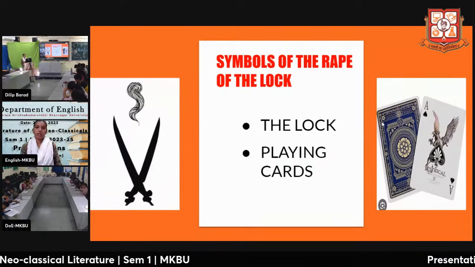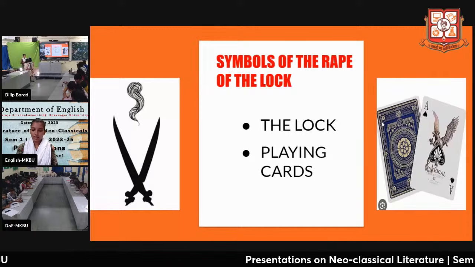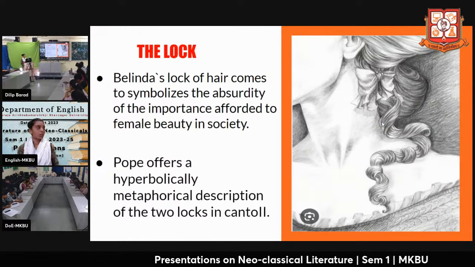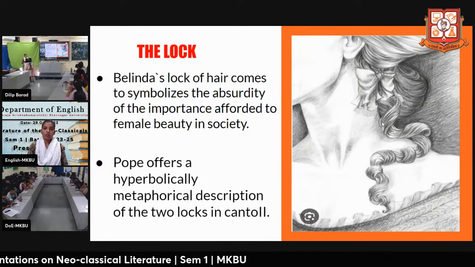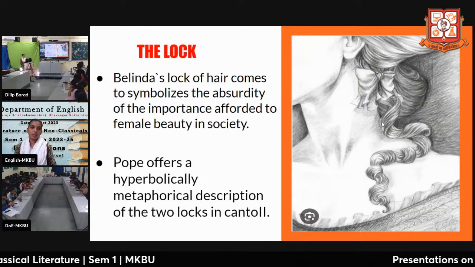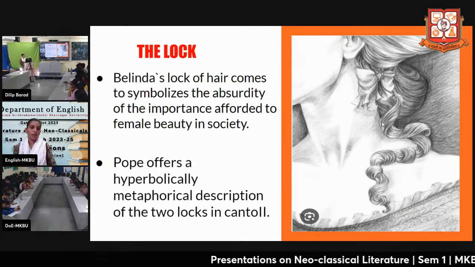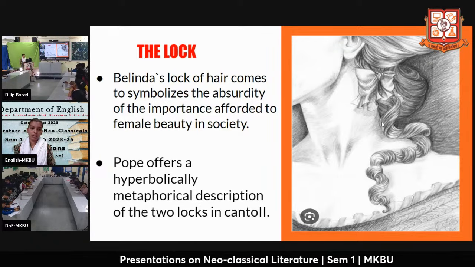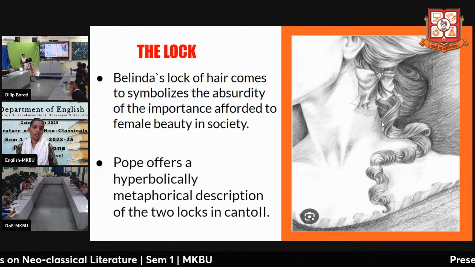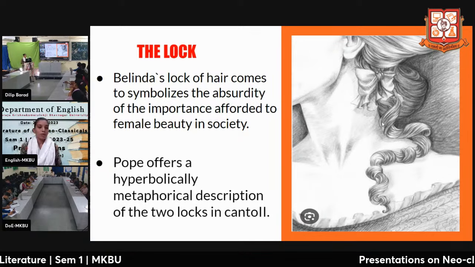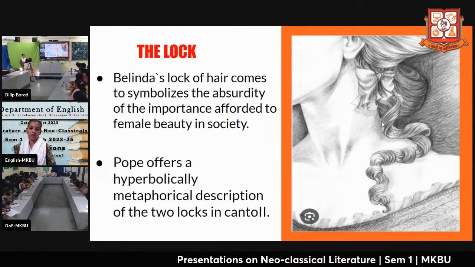Symbols of The Rape of the Lock. The lock and the second, playing cards. The lock: Belinda's lock of hair comes to symbolize the absurdity of the importance of female beauty and beauty in society. Pope offers a hyperbolically metaphorical description of the two locks in canto 2.